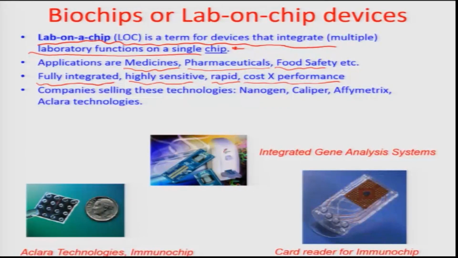Some companies which sell these technologies are, for example, Nanogen, Caliper, Affymetrix, Aclara, and so on and so forth. And by and large, a major portion of the lab on chips are still dedicated to the area of integrated gene analysis, although there are technologies which have evolved which are considered to be immunochips, where ELISA and some other assays are carried out.